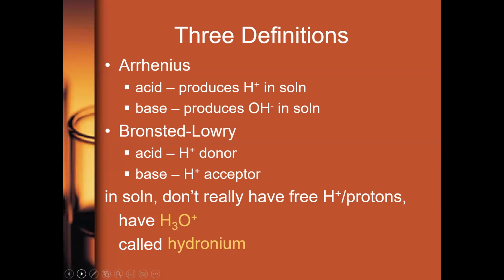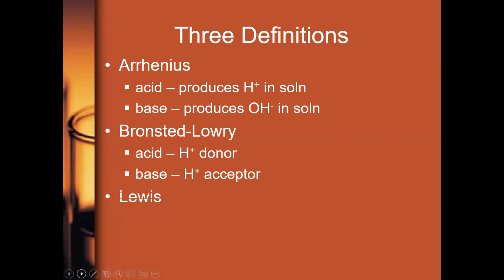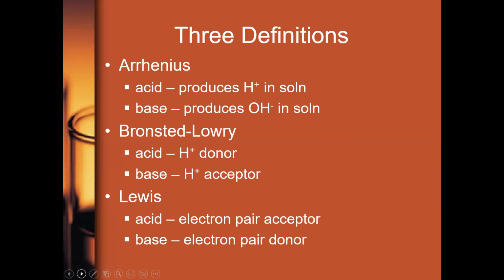And then our third definition we don't use as often is the Lewis acids and bases. Lewis is the one that does not focus on the hydrogens. It instead focuses on electrons. So a Lewis acid is an electron pair acceptor, while a Lewis base is an electron pair donor. You're not going to have to identify Lewis acids and bases. It's more just knowing the definition. But this allows for some of our more organic substances to be considered acidic or basic.